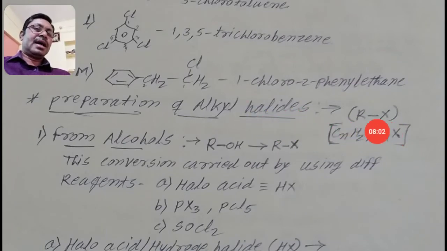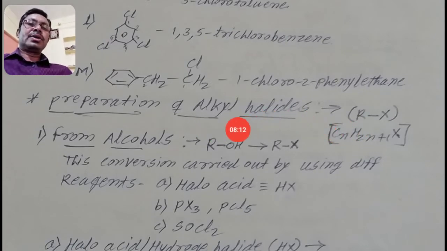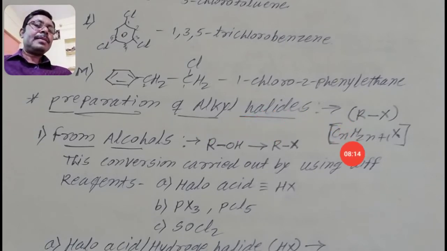In alkyl halides RX, R means the alkyl group, which you already know from 11th standard, that is CH3, C2H5, with one hydrogen less than the alkane. It has the general formula CnH2n+1X. Alkyl halides are represented as RX, with this general formula.